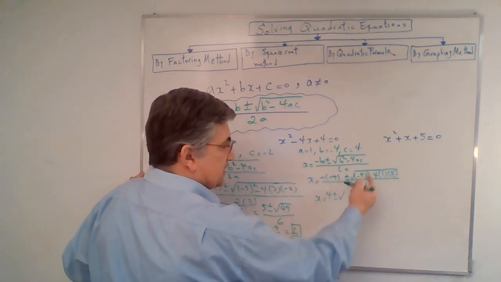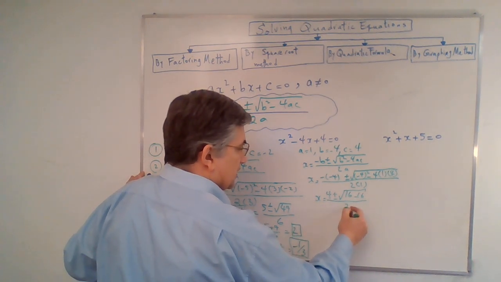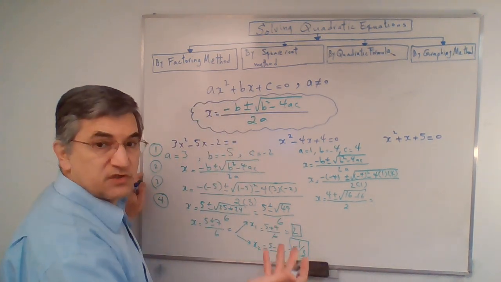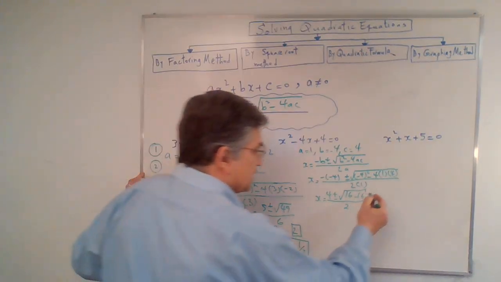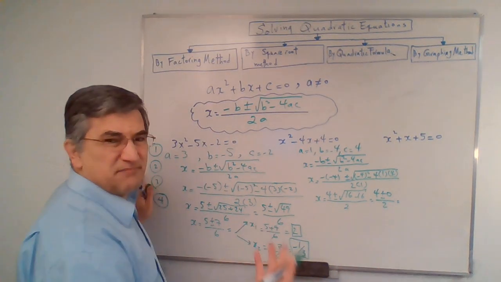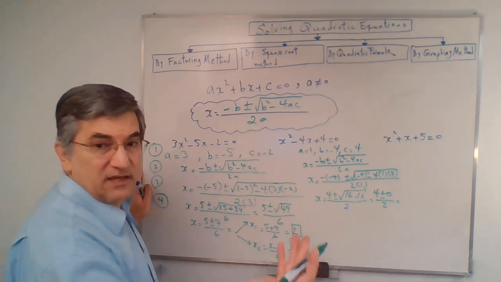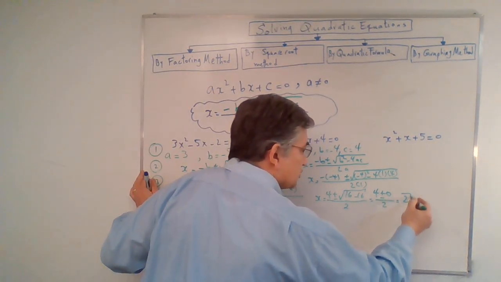Now here I get 16 minus 16. Okay, it's a coincidence that we end up with 0. And the square root of 0 is 0. So that means I end up with 4 plus minus 0. And you know that it doesn't matter if you add 0 or subtract 0, right? So the numerator is going to be 4 anyway. And the answer is going to be 2.